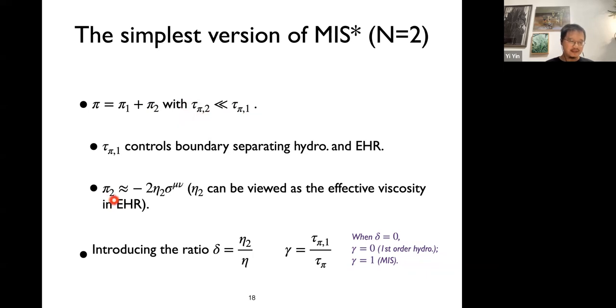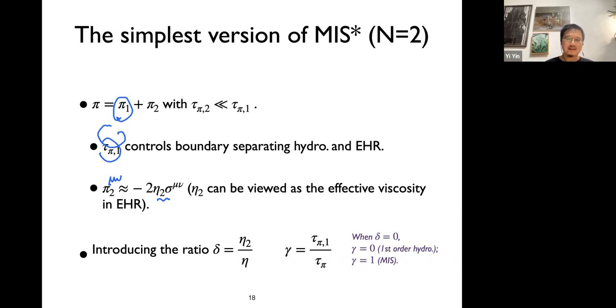Or put it another way, this pi two will quickly relax to the shear stress with some coefficient, we will name it eta two. So physically, you can think of this eta two as some effective viscosity in the extended hydrodynamic regions. On the other hand, the pi one still evolves, and the relaxation rate tau pi one controls the boundary separating the hydro region and the extended hydrodynamic regions.